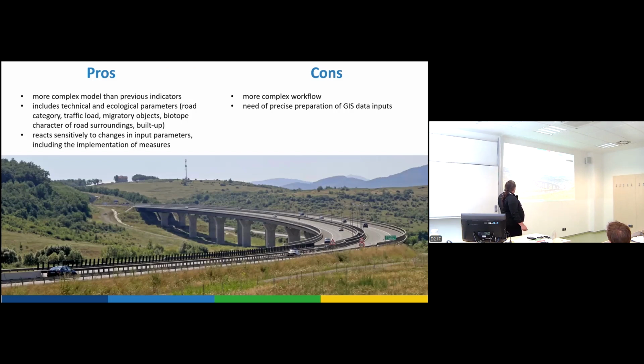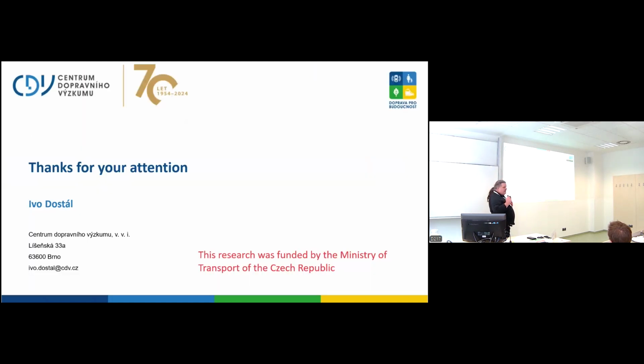So final words from our side: the pros of the new indicator is that it's a more complex model than previous indicators and includes these technical and ecological parameters, and it reacts sensitively to changes in these parameters. The problem is that the workflow is more complex than math and needs precise preparation of GIS data. Thank you for attention, and we have 4 minutes for questions.